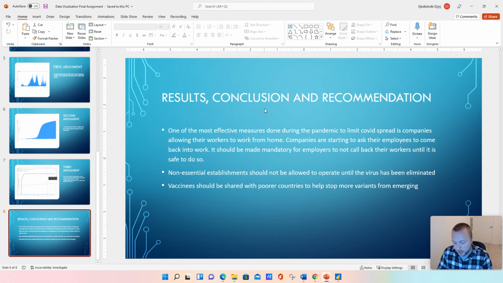So, although companies have been acting in good faith and allowing their employees to work from home, I think it should be mandated that all companies that are capable of doing so should allow their workers to work from home. I believe that non-essential establishments should not be allowed to operate at all, such as bars and concerts. Anywhere where there are lots of people, they should not be allowed to operate, even at a social distance level, because as we can see, it's not being effective enough.